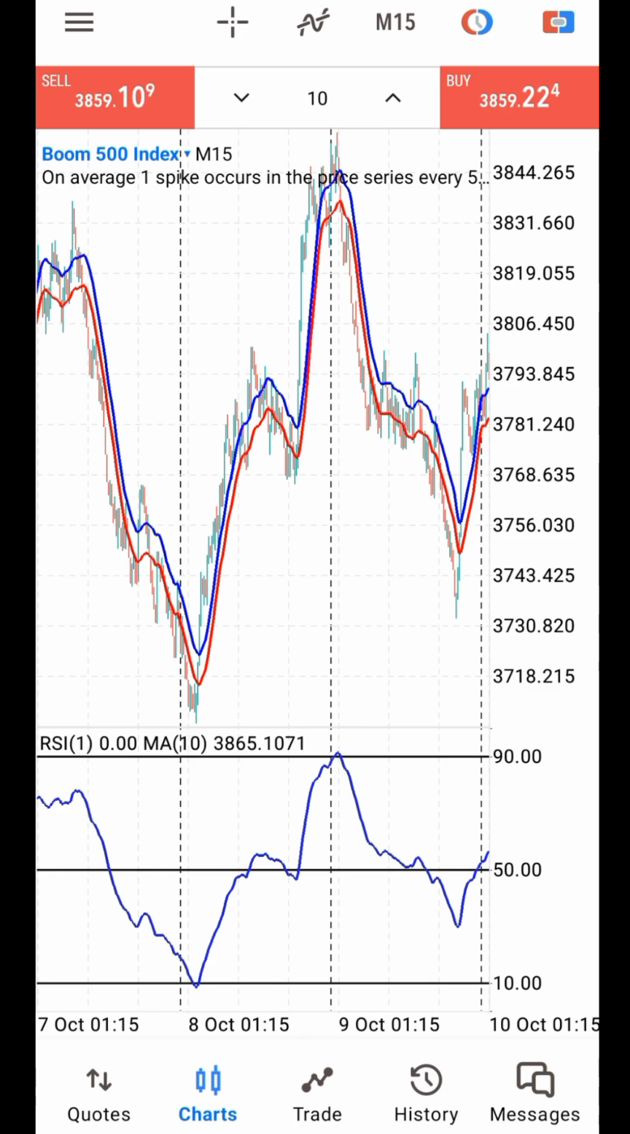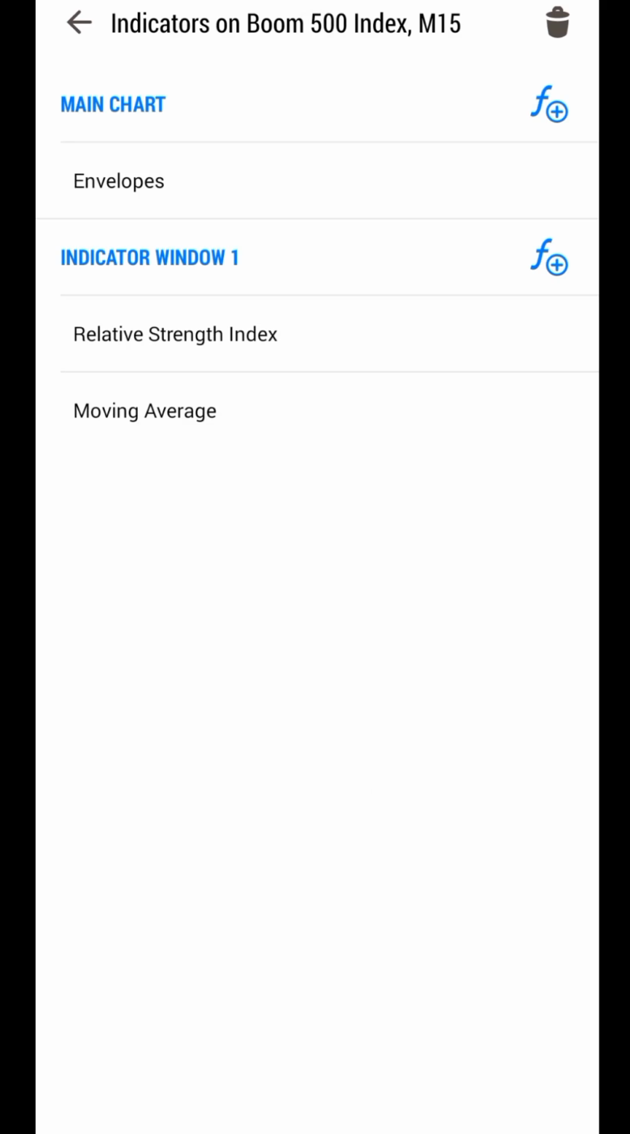So if you have been finding a way to stay long in boom and crash markets, then this strategy is for you. How do you apply this strategy and how do you trade with it? First of all, let's add those indicators to our charts so that we can follow along when I'm explaining. The first indicator is the envelope.